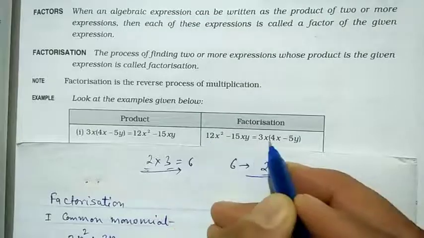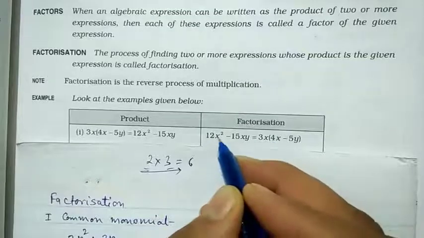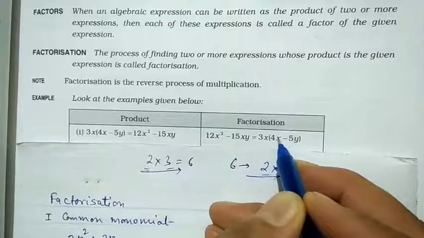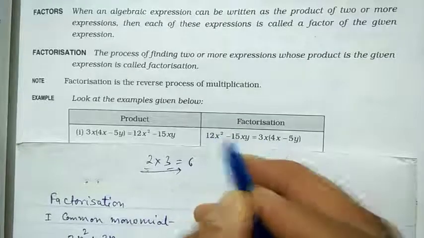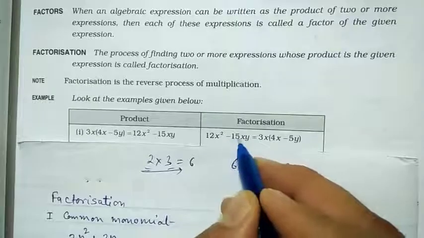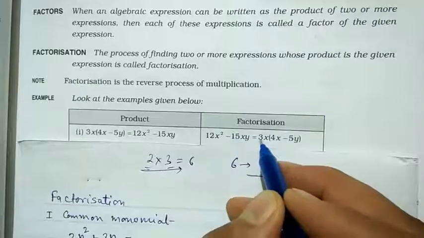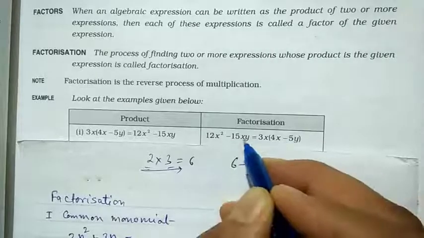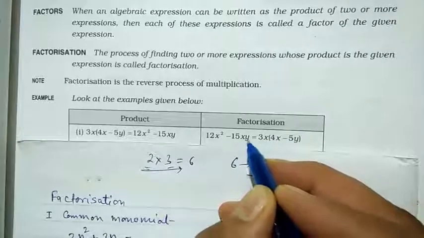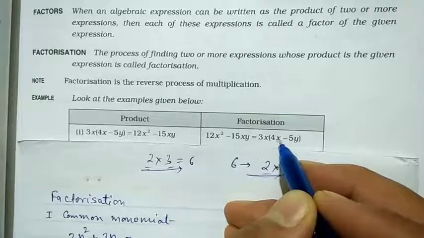3 4s are 12, so we will write 4 here, and in x square, x is outside, so x remains inside. Means now if we multiply 3 4s are 12 and x square, it is the same. Then minus 15xy. Again we have taken 3 common here, so 3 5s are 15, means 5, minus sign as it is, and in xy, x is outside common, so this is only y. I think it is clear.